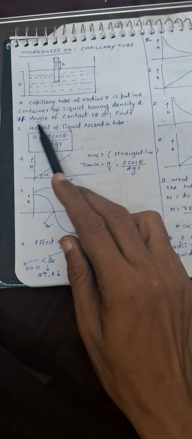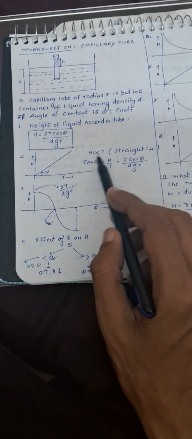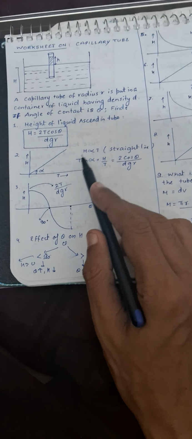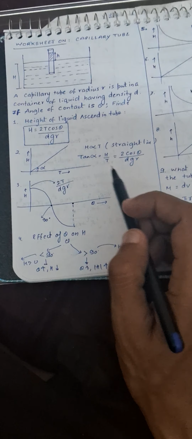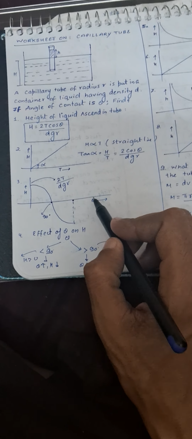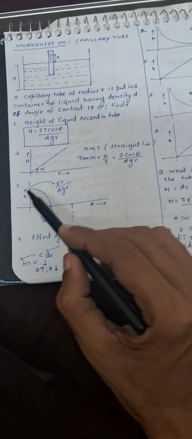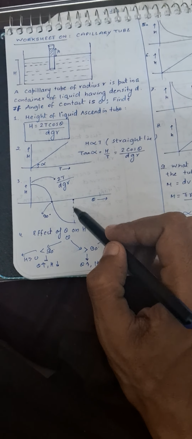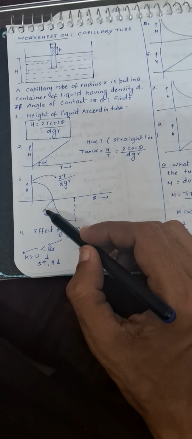After analyzing the height, we can say that this height is proportional to T, so the graph will be a straight line. Tan alpha is h by T, which is 2 cos theta by dgr over here. Next, if we draw a graph between h and theta, we have a graph of cos theta, which is maximum at 0, is 0 at 90, and is negative at 180.